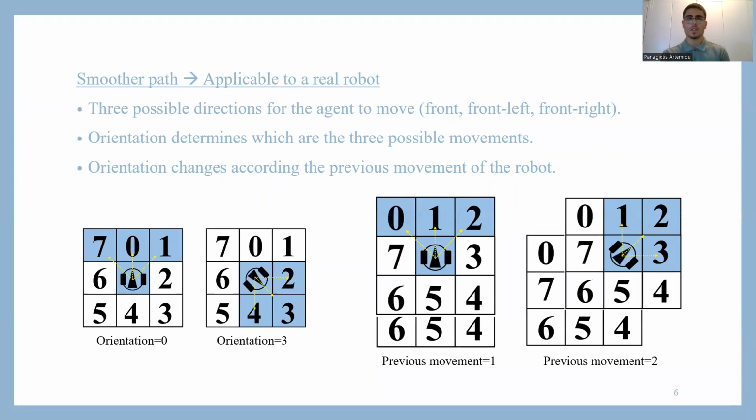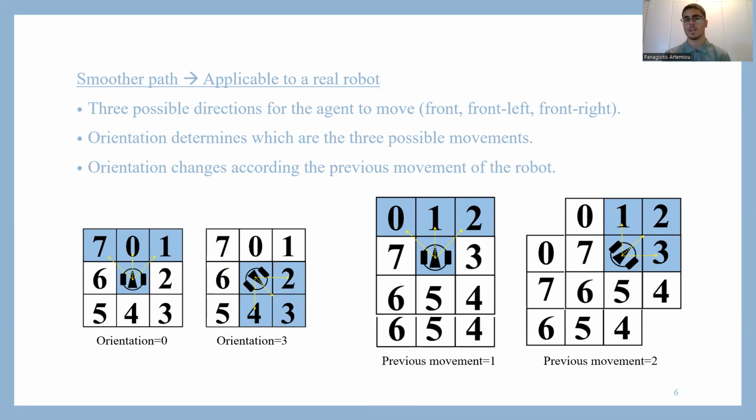Starting this work, we thought of letting the robot move freely, with no restrictions. But we saw that the path was really sharp, and that made it really difficult to apply to a real robot. So we thought of restricting the possible movements to 3: front, left, and front right. So the robot doesn't make sharp corners and doesn't turn its orientation rapidly.